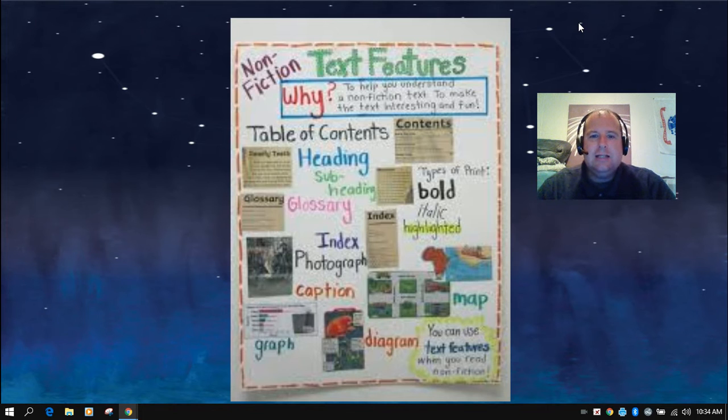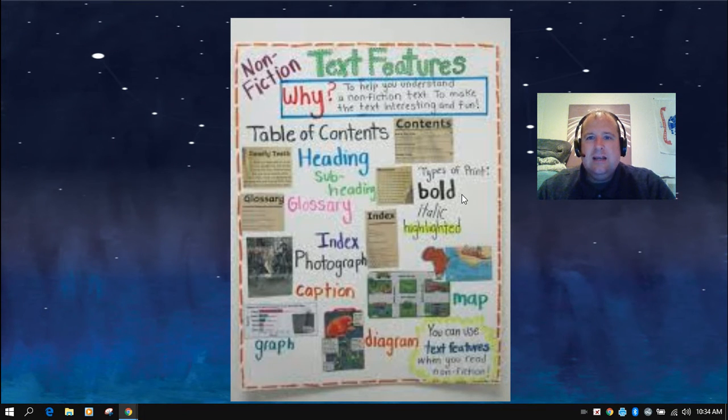There's a table of contents. How many of you know what a table of contents is? Okay. A heading. Here is the heading. A subheading, which is kind of like a category, but it's bold underneath the big heading. A glossary. We should be familiar with a glossary. It's kind of like a mini dictionary in the back of the book.